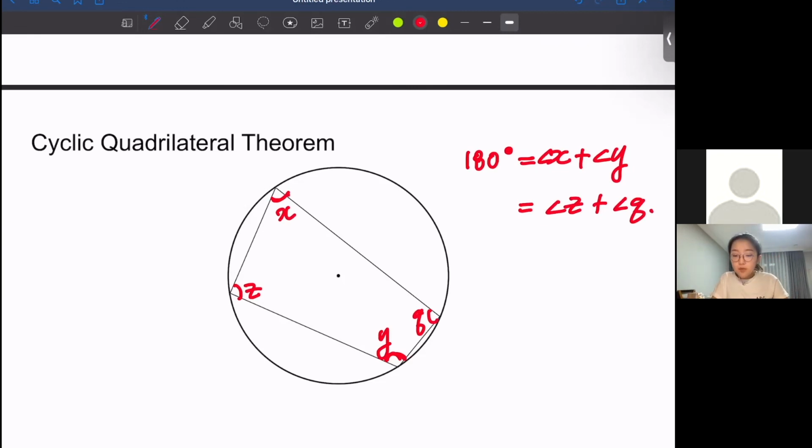And for the next video, I'm going to bring some circle theorem practice problems for you guys to solve. And I'm going to go through them step by step with you.